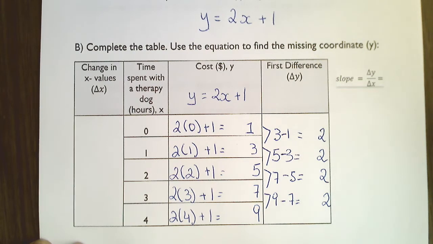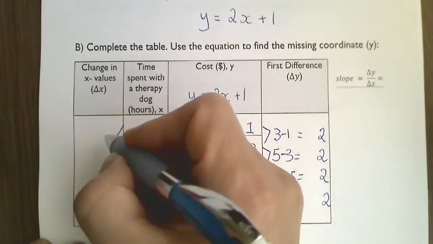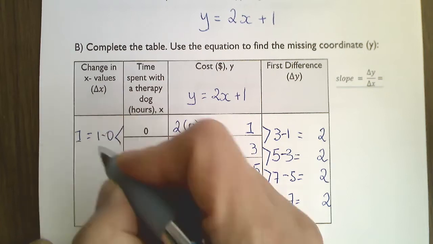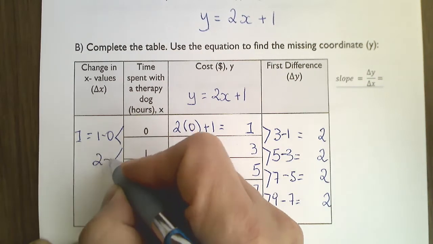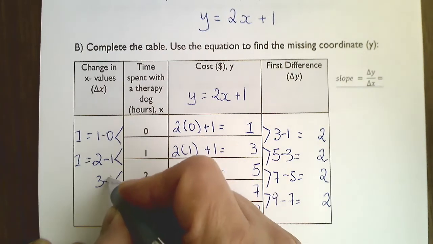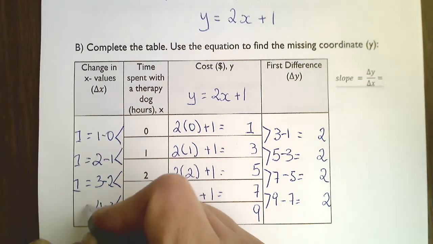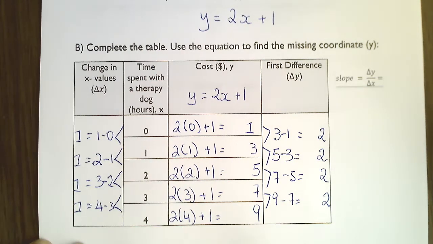The first differences can be used to identify a linear relation only if the x values in the table are increasing or decreasing by a constant value. So we're going to check those differences, or changes, in x values. The difference between 1 and 0 is 1. The difference between 2 and 1 is 1. 3 and 2 is 1. And 4 and 3 is 1. So they are constant. Therefore, I can conclude that this table represents a linear function because the first differences are constant.